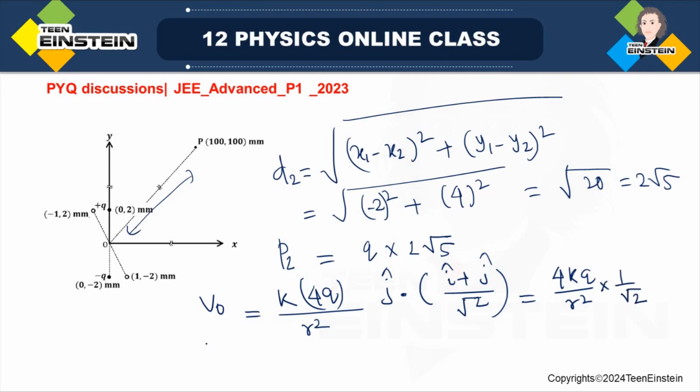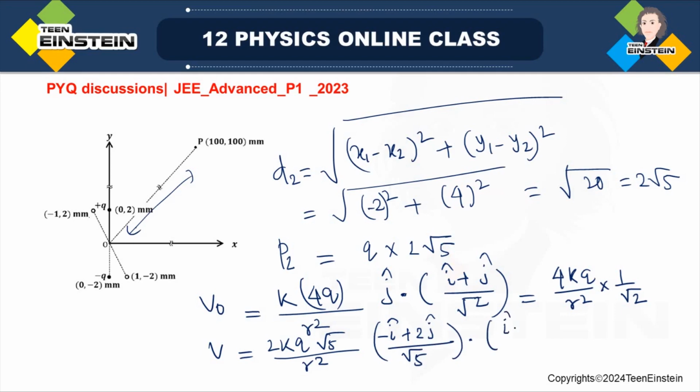So this is V0. Then what is V? V will be P2, which is 2Q into root 5. So 2KQ into root 5 divided by R square. This I am not changing. Now P2 cap is actually minus I cap plus 2 J cap divided by root 5, dot I cap plus J cap. This is R cap. So this is this one.